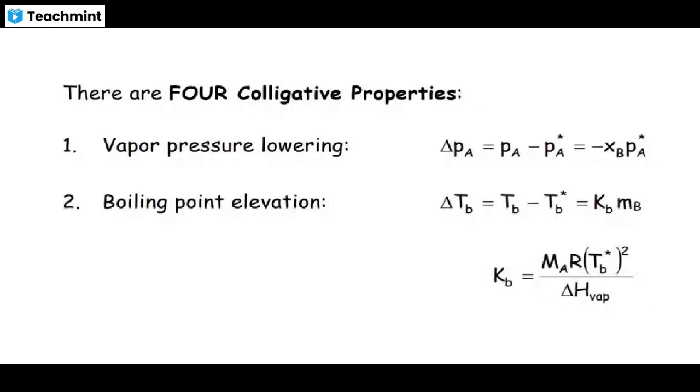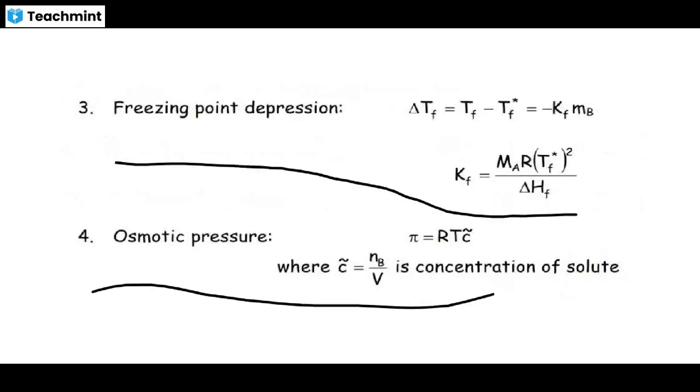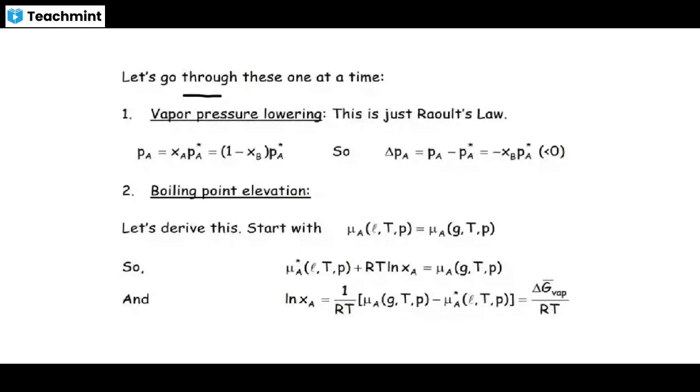There are four qualitative properties: vapor pressure lowering, boiling point elevation, freezing point depression, and osmotic pressure. Now let's go through these one at a time. First, vapor pressure lowering, that is Raoult's law. From Raoult's law, PA equals xA times PA star, and xA is nothing but 1 minus xB.